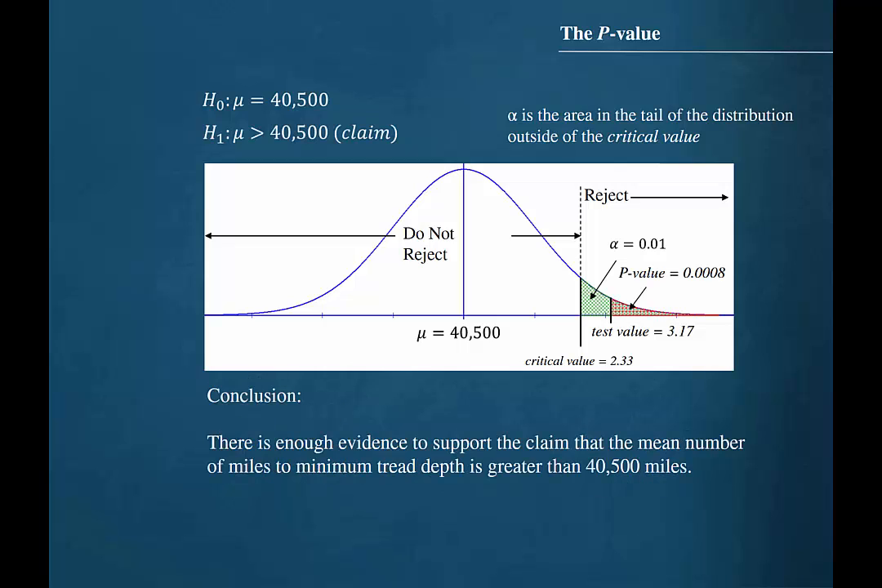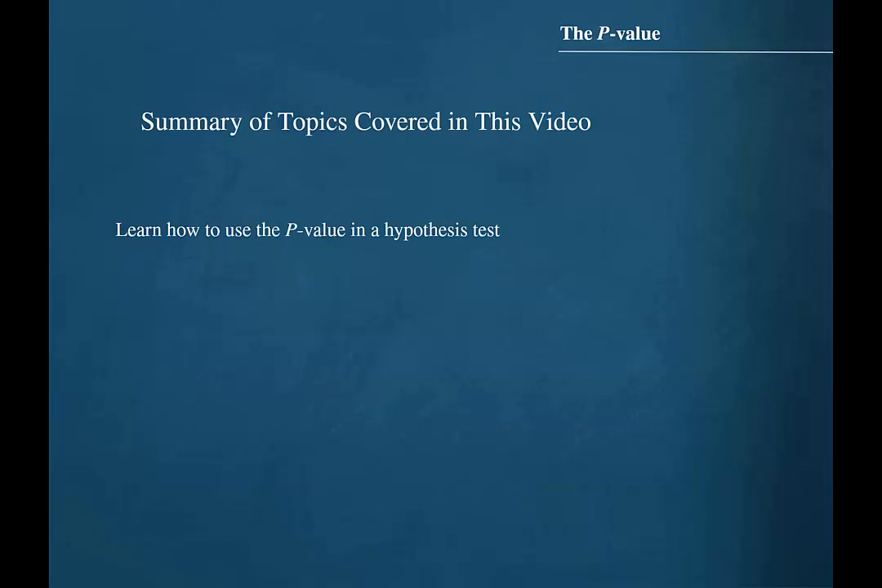So our conclusion is, there is enough evidence to support the claim that the mean number of miles to minimum tread depth is greater than 40,500 miles. In this video, we learned how to use the p-value in a hypothesis test.